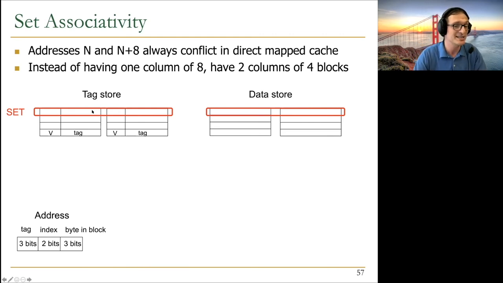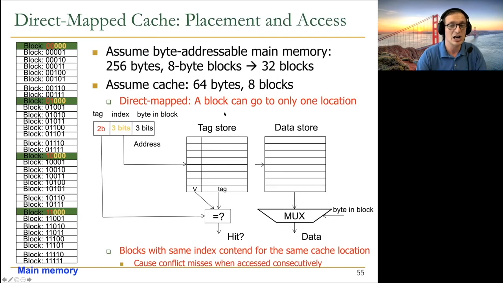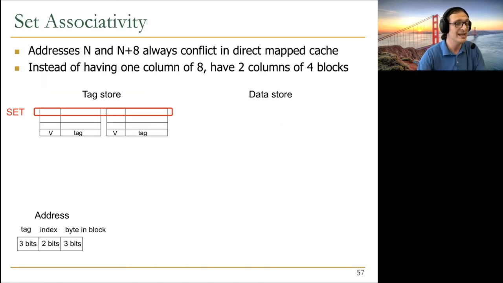Now, what I've done is essentially, let me go back over here. This was the cache we started with: one column of 8 blocks, very rigid mapping. I've made the mapping a little bit more flexible. Two columns of 4, same number of blocks still, but one index can house 2 possible blocks. Now, if you have a bad access pattern like n and n plus 8 consecutively, you can accommodate both block n and n plus 8 over here, right?